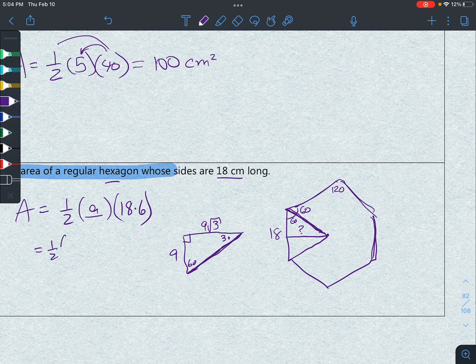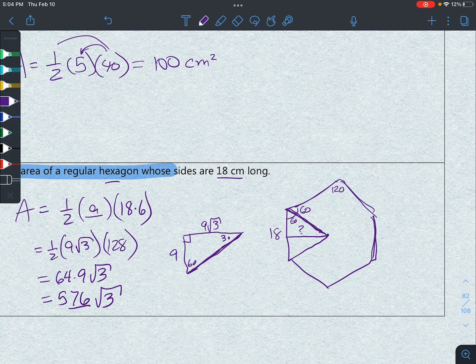So 1/2 times 9 radical 3 times 18 times 6, which I think is 144. 60 and 48, 128. Maybe that's better. Okay, so 64 times 9 times radical 3. So 500 and change times radical 3. Grabbing my calculator. Again, don't forget your units, centimeters squared. There's our area.